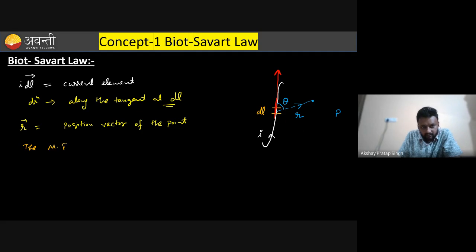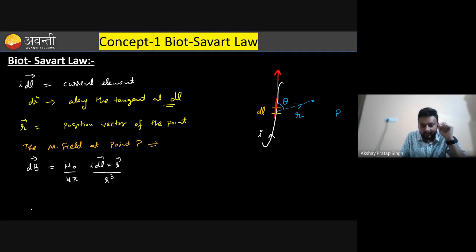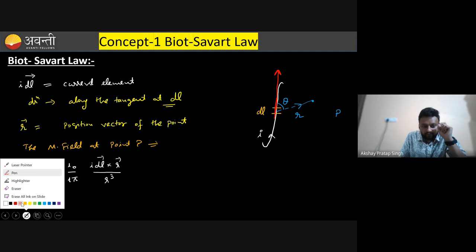will be, let's suppose this element is very small and everybody knows DL is a very small element. So the field will also be very small. I am writing it as dB is equal to, field is a vector quantity, mu naught divided by 4 pi, vector IDL cross R divided by R cube. This is the standard form of Biot-Savart law.